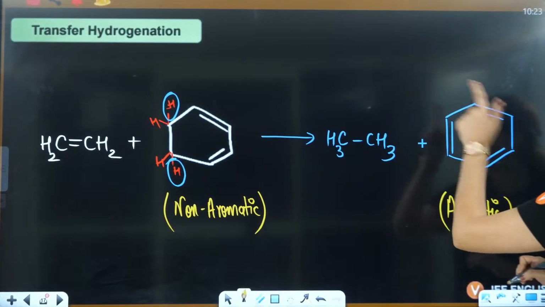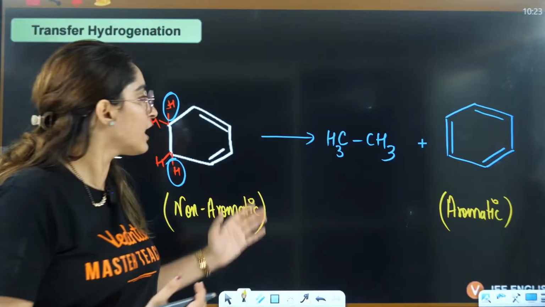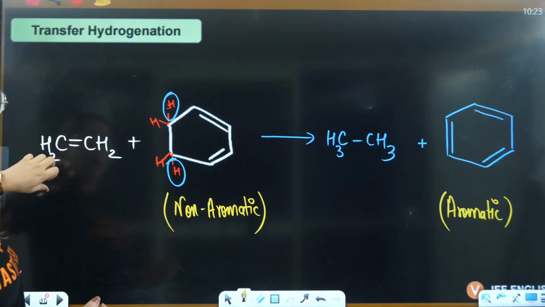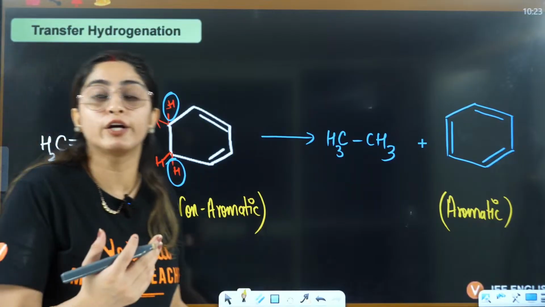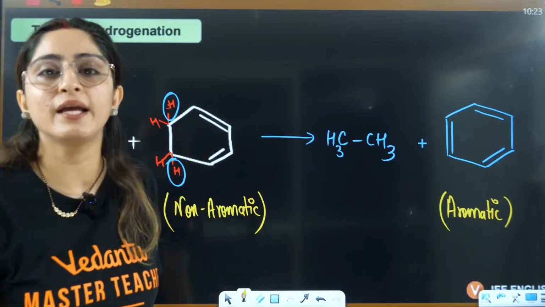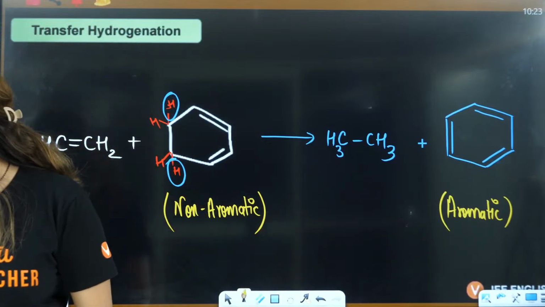So, non-aromatic to aromatic is the driving force for this reaction: if I give my 2 hydrogens here, this will be converted to alkene and I will be converted to benzene. That's why it is so happy, because it wants to be aromatic. Okay, right?